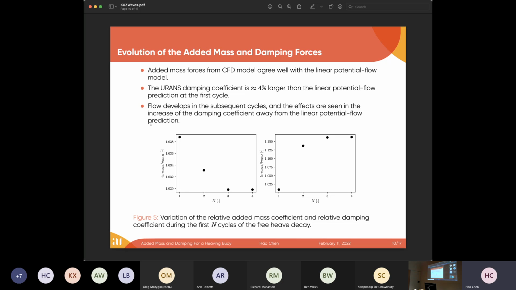But if we look at the damping coefficient, it starts to increase from the second cycle. The first cycle is fairly close to the prediction from the BEM model. But if we look at the fourth cycle, the deviation reaches approximately 15% for such a case. But this deviation definitely depends on the geometry and also other parameters. So what we did later is that we tried to see how this deviation is affected by different parameters.